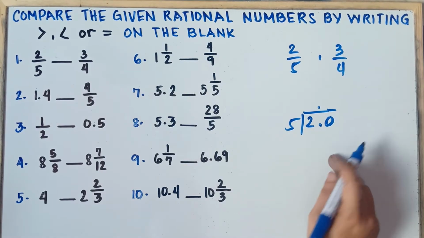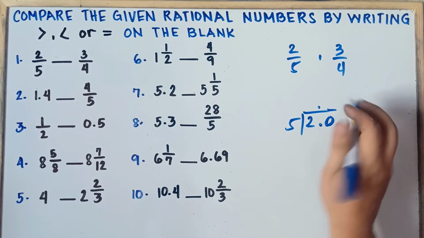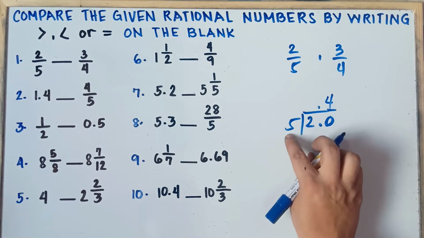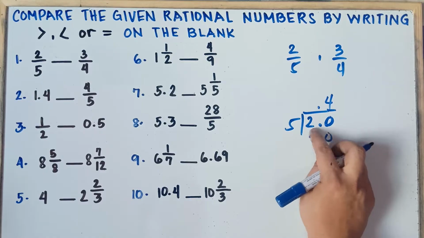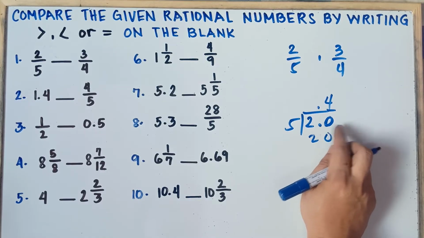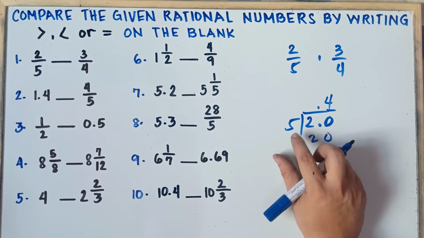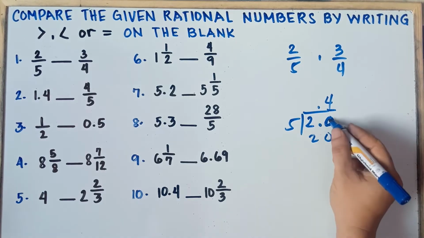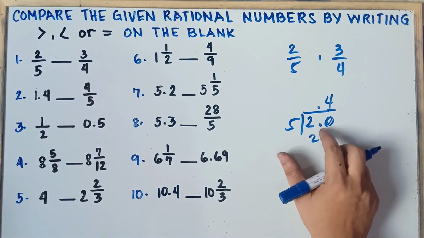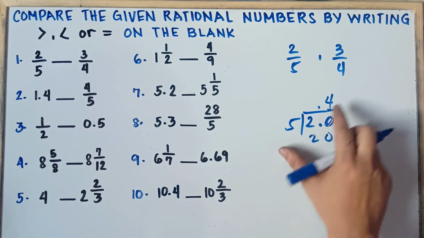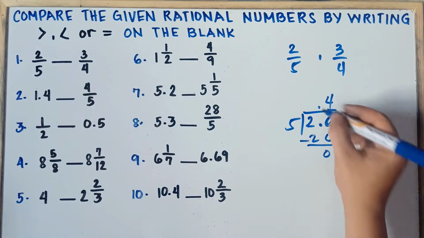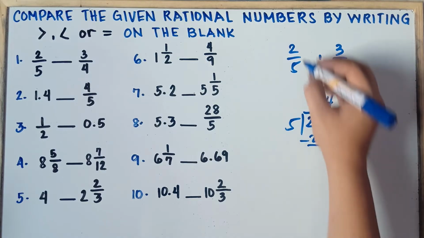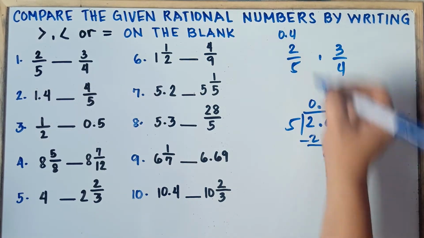You align class. And then you divide 20 divided by 5, that's 4. 4 times 5, that is 20. Once again class, 2.0, you think this one as 20. We need to add 1 0 because we cannot divide 2 divided by 5. And you think this one is 20. 20 divided by 5, that's 4. 4 times 5, that's 20. Subtract, that is 0. So this will be 0.4. So 2 over 5 is 0.4.